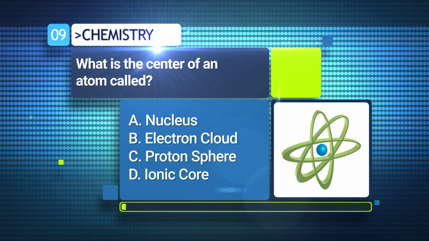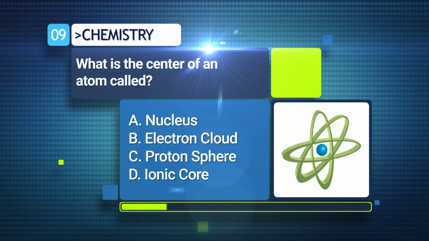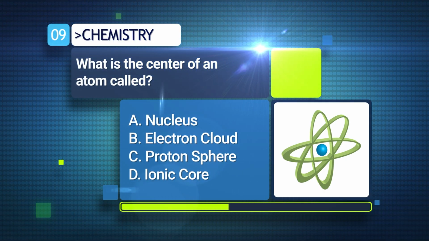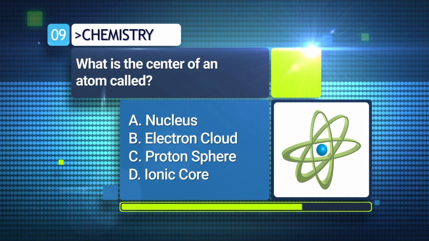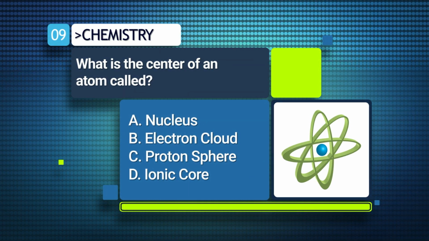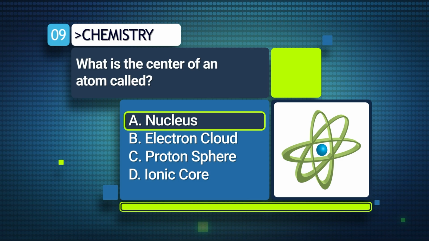Number 9. What is the center of an atom called? A. Nucleus. B. Electron cloud. C. Proton sphere. D. Ionic core. The answer is A. Nucleus.